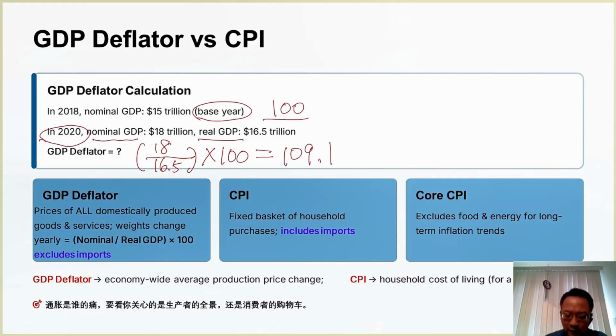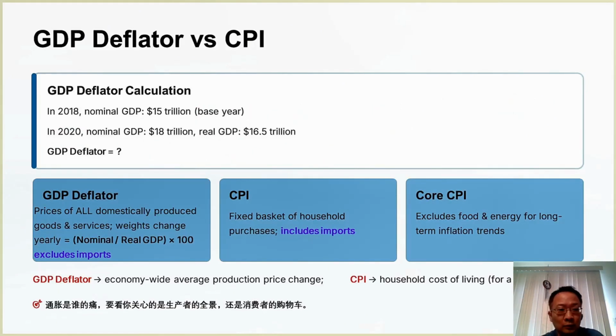Of course, besides 2018, we can also calculate it for 2017, 2016, and so on. If we're talking about years with normal inflation, then for the years before 2018, the GDP deflator should all be less than 100. This logic is very clear.